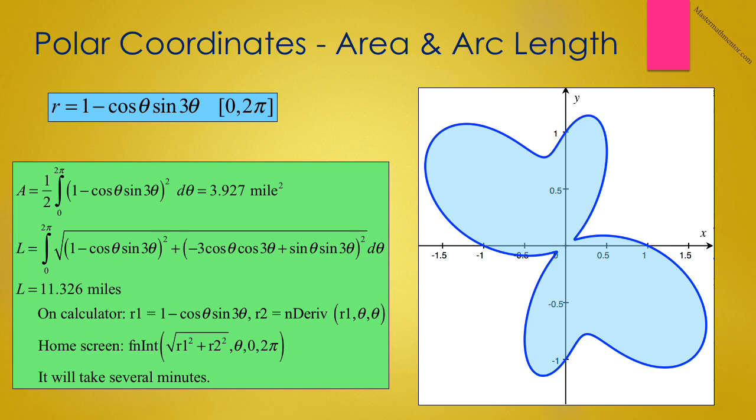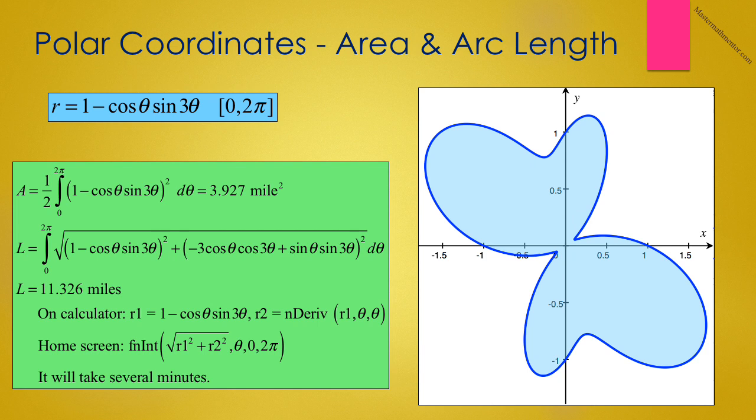The arc length follows its formula as well. It is the integral from 0 to 2 pi of the square root of the function, which is (1 minus cosine theta sine 3 theta) squared, plus the derivative of the function, which is (negative 3 cosine 3 theta plus sine 3 theta) squared, d theta. We end up getting 11.326 miles.